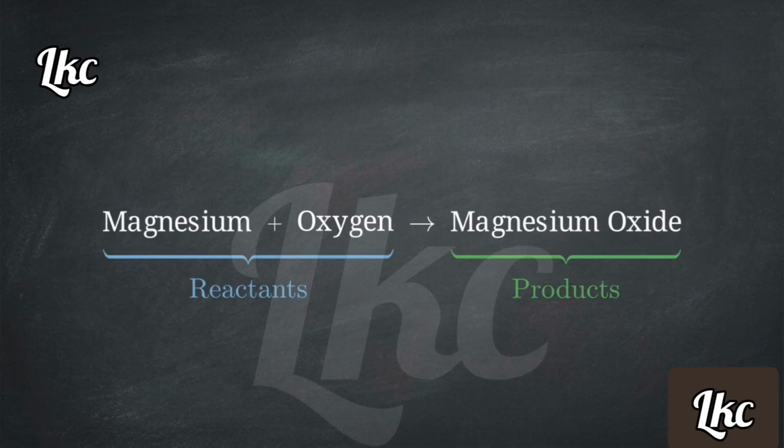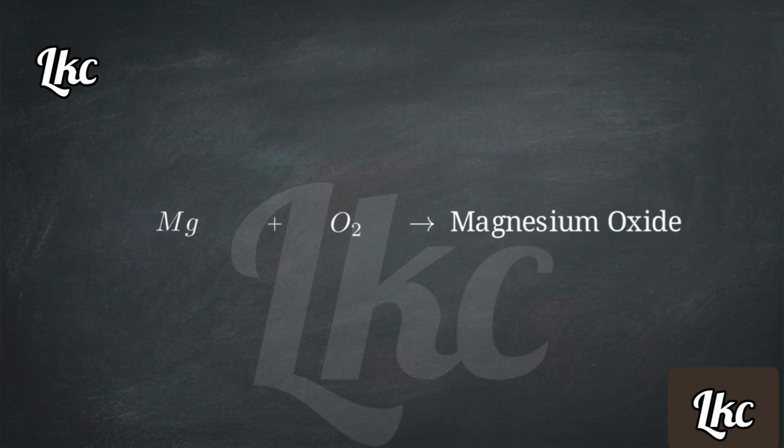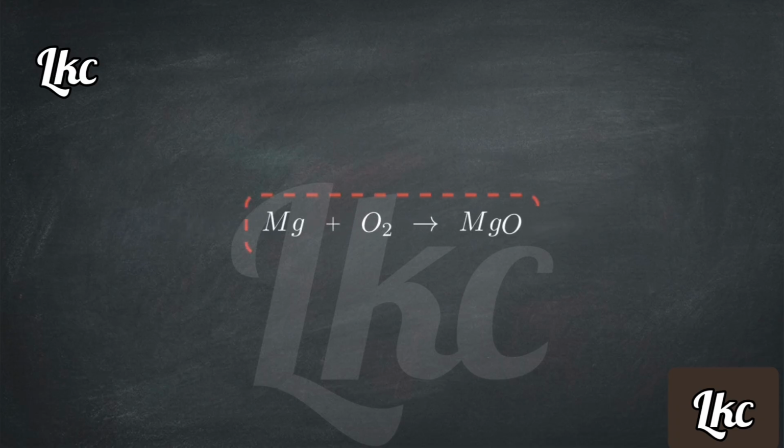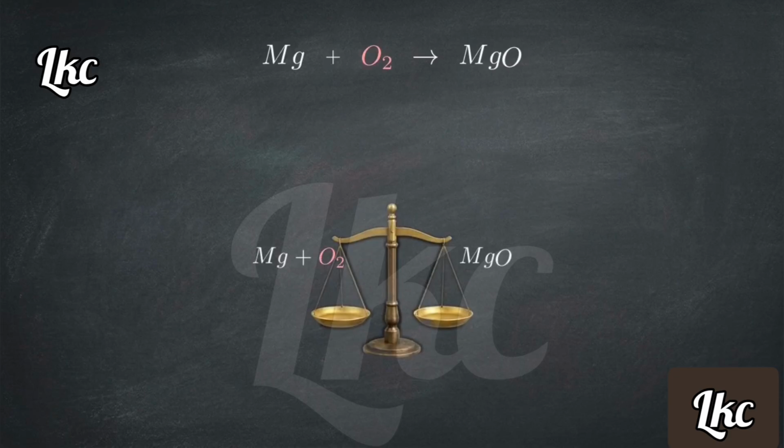The reactants occupy the left side, while the products occupy the right, separated by an arrow showing the direction of change. We then translate those words into chemical symbols. Magnesium becomes Mg, oxygen gas becomes O2, and magnesium oxide becomes MgO. This unadjusted formula, Mg plus O2 yields MgO, is known as a skeletal chemical equation.